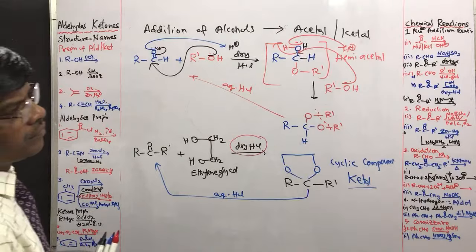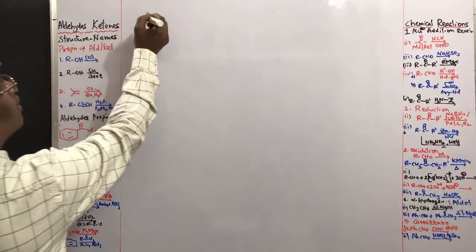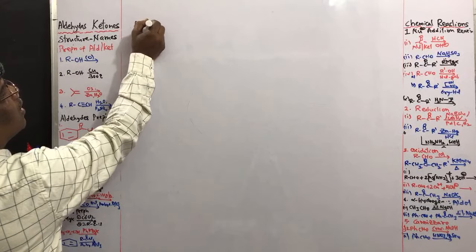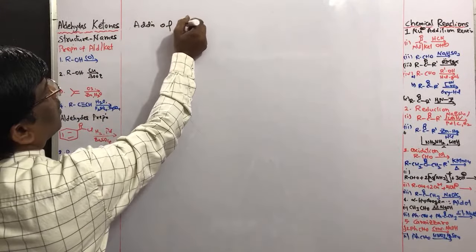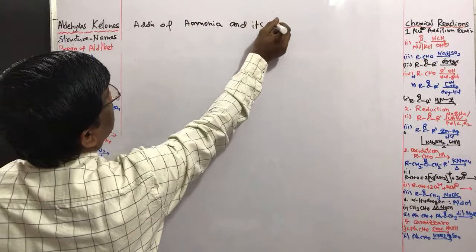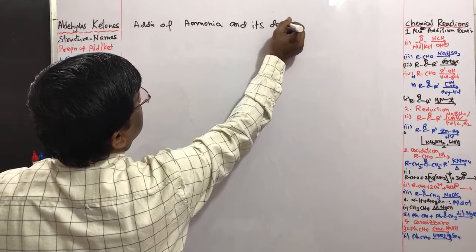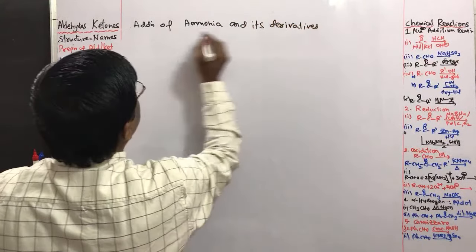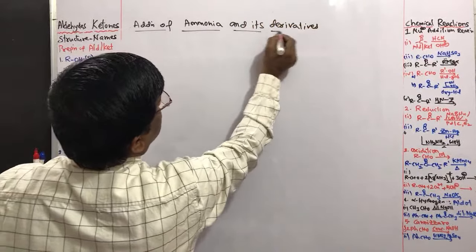Then addition of ammonia and its derivatives. Yes, students. So let me take one example. It can be aldehyde or ketone. Aldehyde or ketone, both, any one of these two.